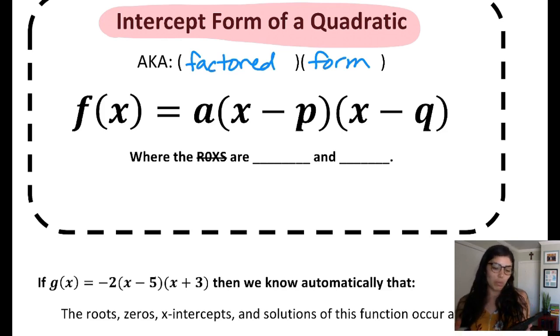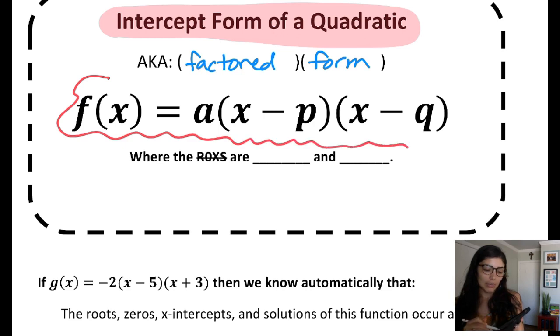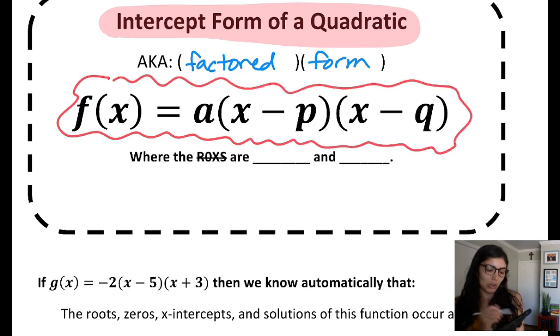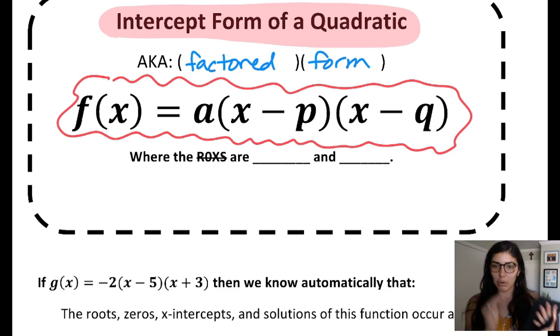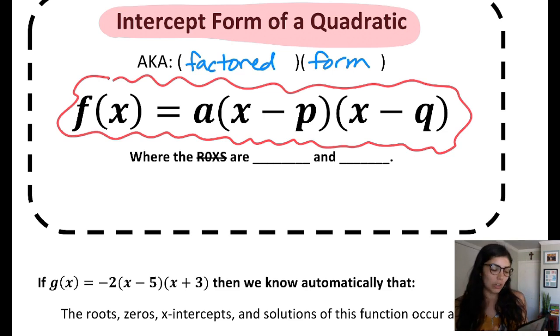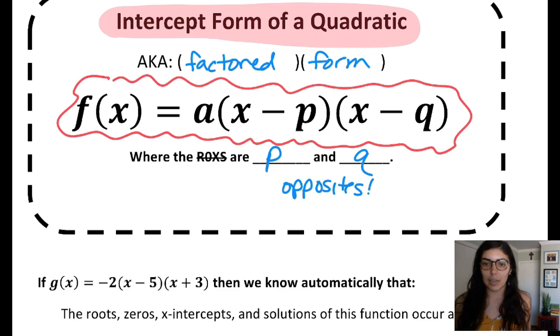Okay, so factored form is the following. f of x equals a times (x minus p) times (x minus q). Now you notice there are two sets of parentheses in there. Those are your factors. So factored form is going to help us immediately know where our solutions are, because we know that the solutions are the opposites of the letters that are inside those factors. The opposite of p and the opposite of q. That's what we learned last time, that solutions and factors are opposites.